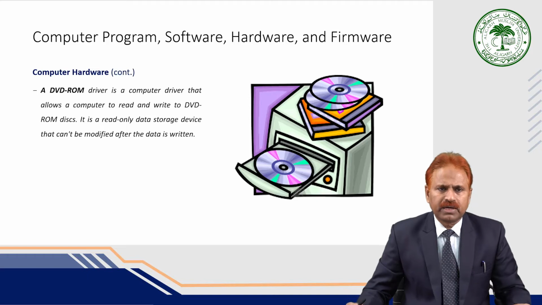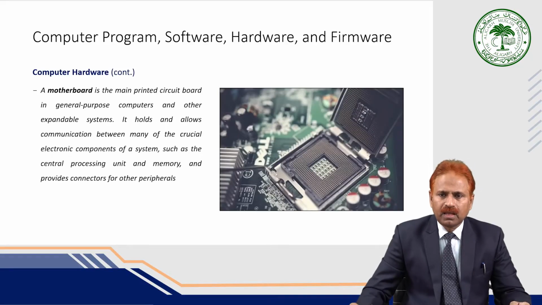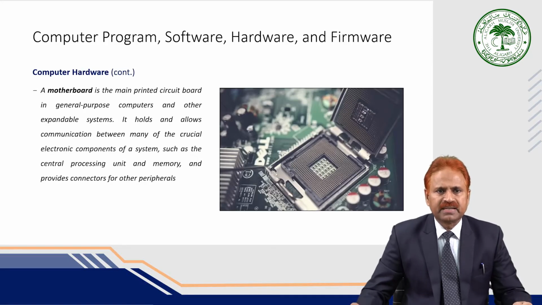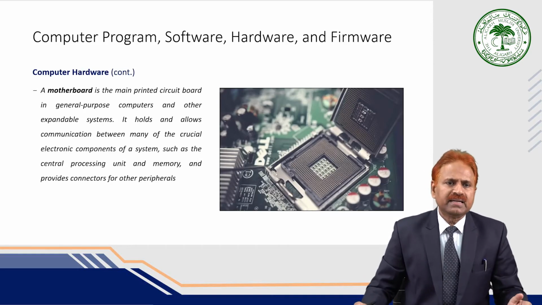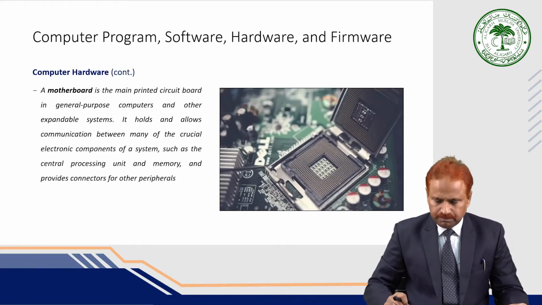Another example of computer hardware is the DVD-ROM. A DVD-ROM is a drive that allows a computer to read DVD-ROM disks. It is a read-only data storage device that cannot be modified after the data is written. Motherboard is another example of computer hardware. It is the main printed circuit board in general purpose computers and other expandable systems. It holds and allows communication between many of the crucial electronic components of the system, such as the central processing unit and memory, and provides connectors for other peripherals as well.